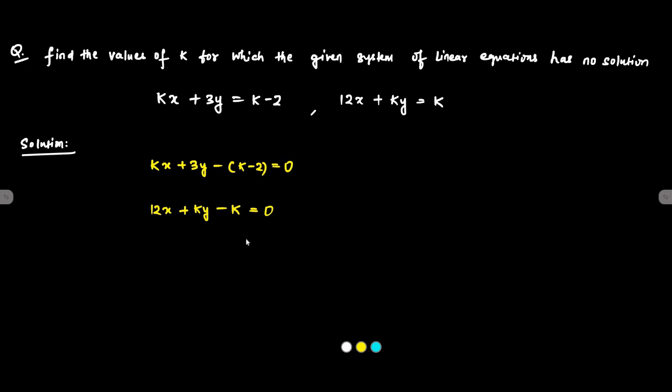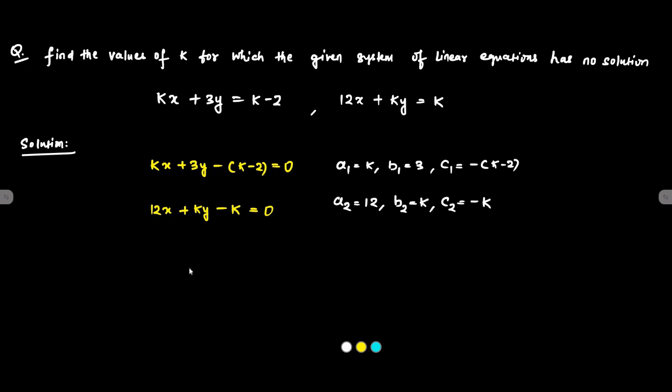Now the values of the coefficients and constants: a1 is equal to k, b1 is equal to 3, c1 is equal to minus k minus 2. Here a2 is equal to 12, b2 is equal to k, c2 is equal to minus k.